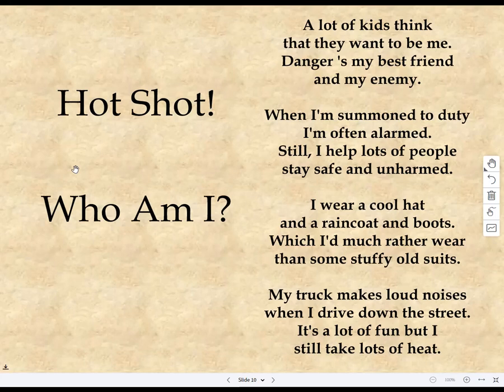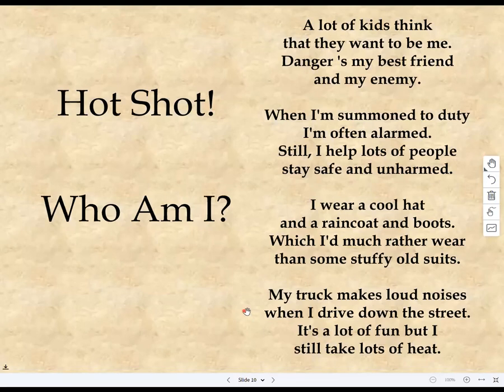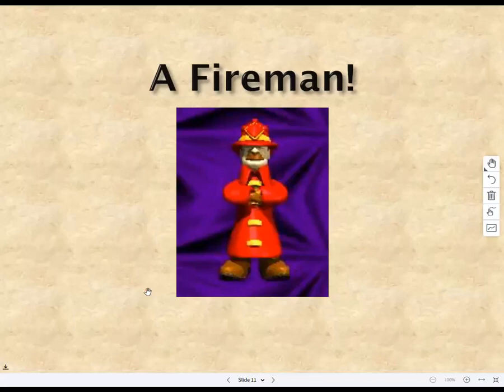Take a minute, read it again, and tell me your best guess as to who this poem is about. So, the contextual clues and text clues that we have are very clear and evident. I wear a cool hat, raincoat, and boots, which I'd much rather wear than stuffy old suits. Right? Then he says, my truck makes loud noises and he takes a lot of heat. So he's a fireman. Look at his description: a hat, big boots, and clothes like a raincoat.